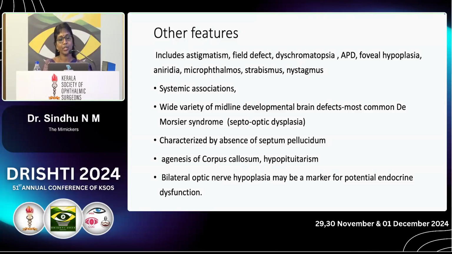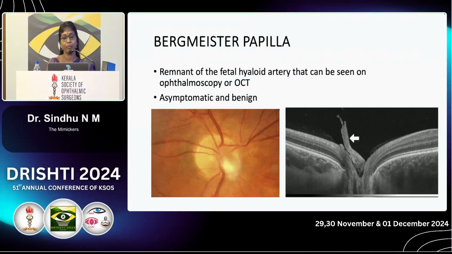The systemic association shows a wide variety of midline developmental brain defects, most commonly De Morsier syndrome, characterized by absence of septum pellucidum, agenesis of corpus callosum or hypopituitarism. Bilateral optic nerve hypoplasia may be a marker of potential endocrine dysfunction. The last one is Bergmeister's papillae. It is a remnant of the fetal hyaloid artery that can be seen on ophthalmoscopy or OCT. It is asymptomatic and benign.